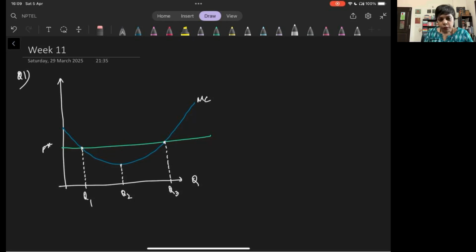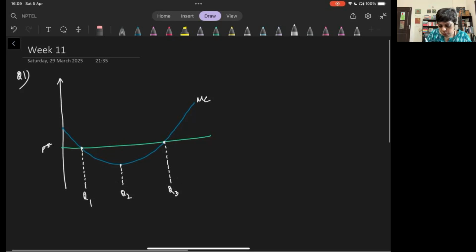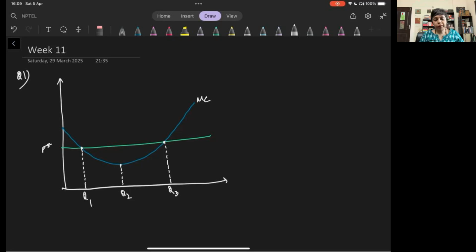I'll just repeat the question for the benefit of anyone who's not heard the question. The question is asking that in this diagram, which I've just drawn, at what point is the firm going to maximize its profit? So at what point will the firm be operating? So the firm is obviously going to operate at the point at which it's maximizing its profit. So that is the wording of the question. So let's look at what is happening in this case.